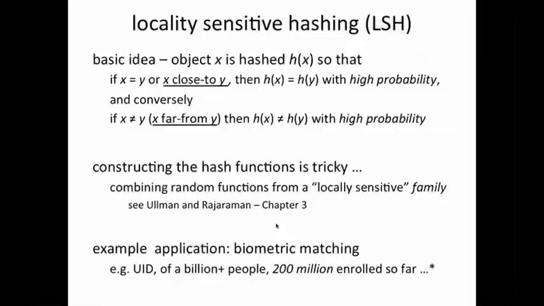An example is biometric matching. In the case of the UID project, for example, more than 1 billion people are going to get biometric IDs. Of these, more than 200 million have already been enrolled. At the same time, let me make the following disclaimer: what the UID actually uses internally is proprietary and I'm not intending to suggest that they use locality-sensitive hashing. This is merely a motivating example.